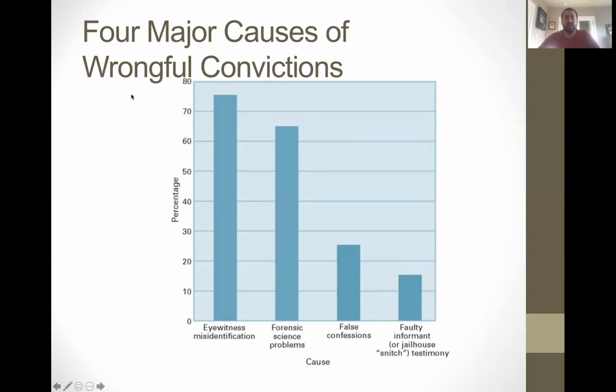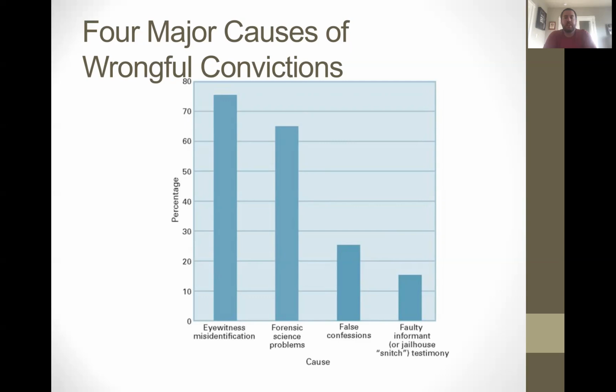Also want to point out that if you were to add the different columns up, you're going to get well over 100%. This is because some cases have multiple flaws in them. So some cases might have forensic science problems as well as eyewitness misidentification that led to a single wrongful conviction. So false confessions, you can see, are on there as well. That's about 25%. And then faulty information, in there it has jailhouse snitch.